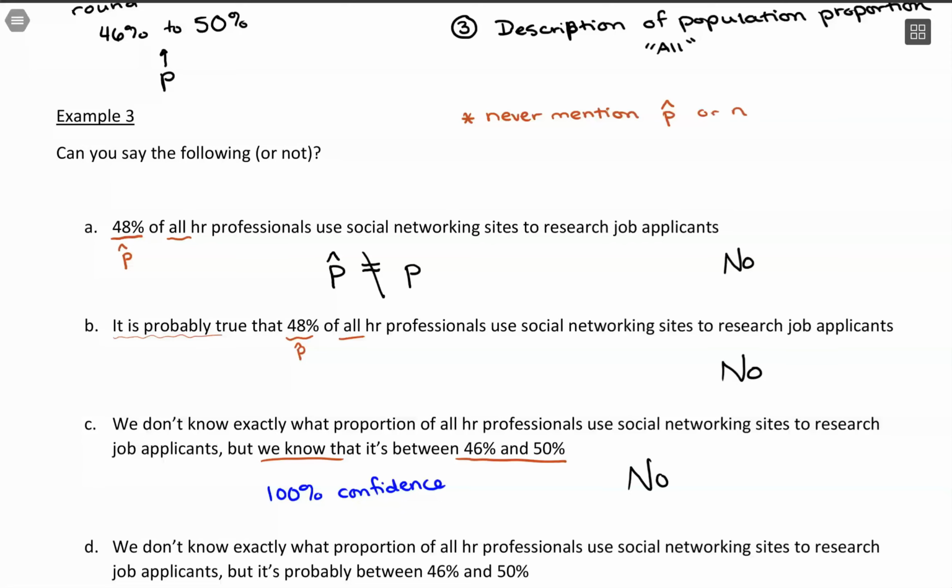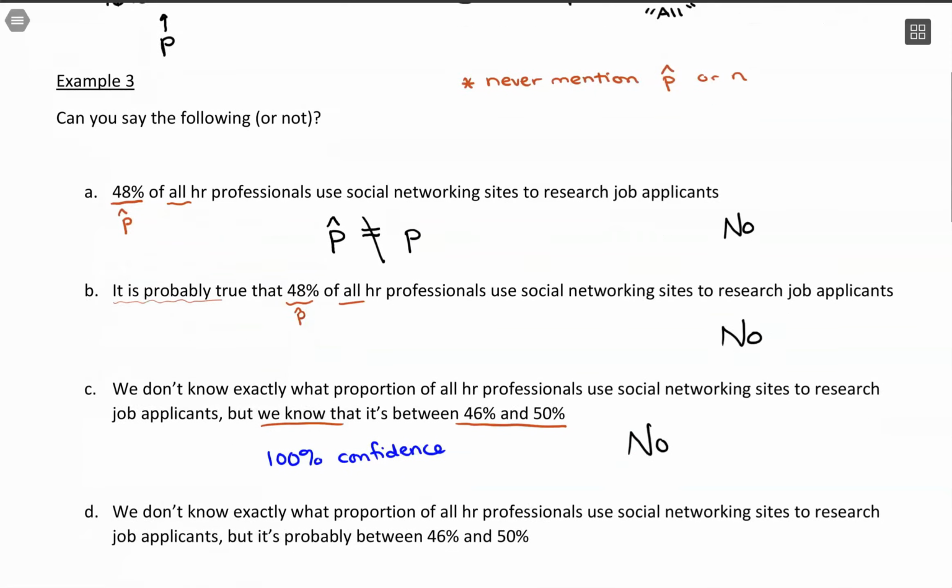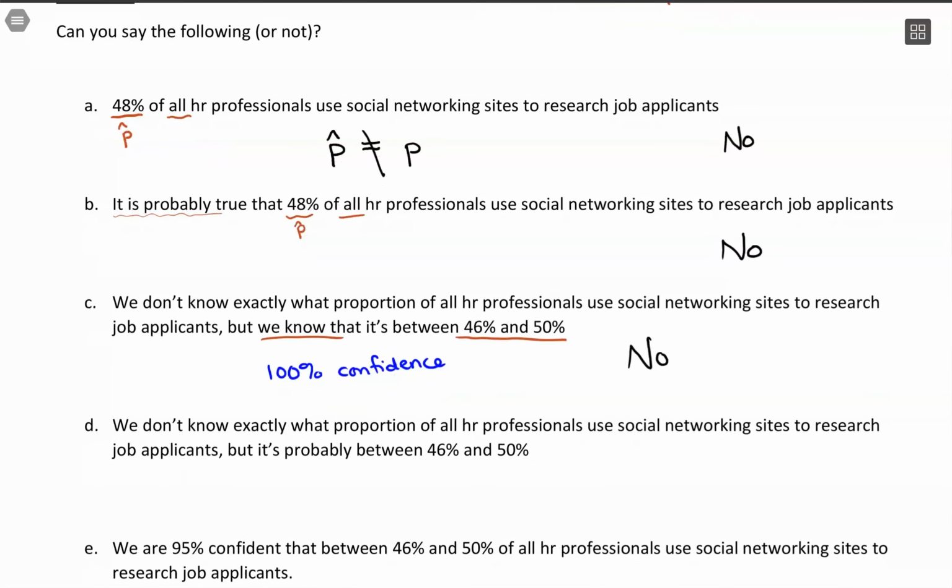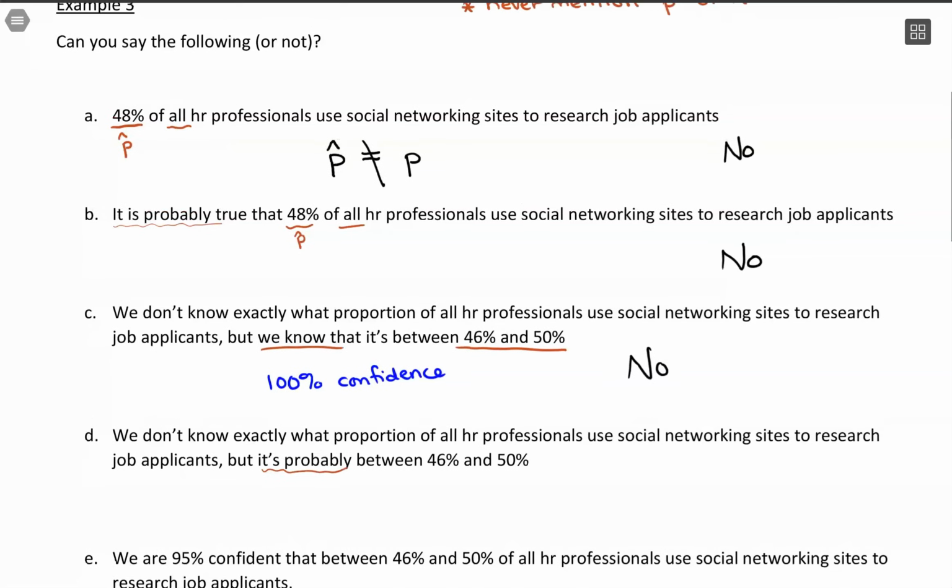Nope, does not work. This next one is basically the same sentence, but what they throw in is that it's probably between those two values. And that's getting better, but in terms of our calculation that we did, that's too vague. We can do better than just saying it's probably between there. So that's also a no.